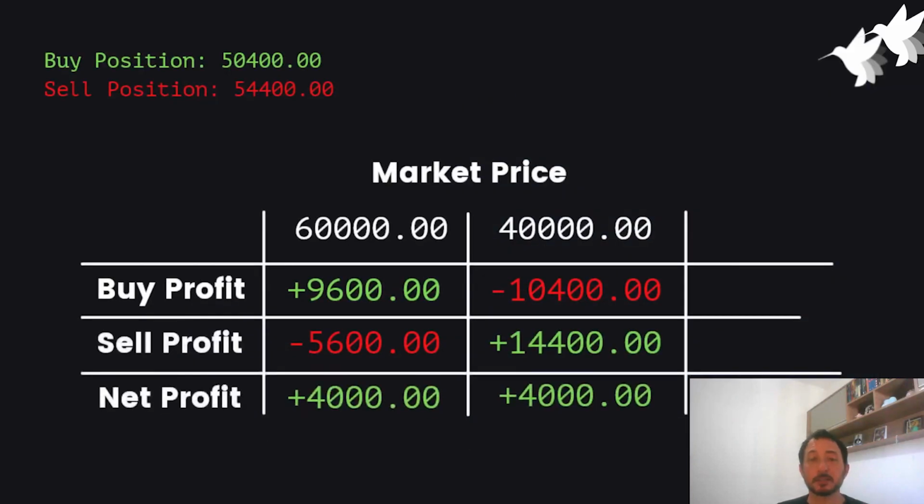So here is a quick example of the calculation behind this. Let's say the price goes up to 60K. My buy position, my spot position here, has a profit of 9.6K, but my sell position on the perpetual market went down and I lost 5.6K. If you add them, the result is 4K. If the price goes in the opposite direction and the Bitcoin price goes down to 40K, my spot position has a loss of minus 10.4K, but on the futures side, where I entered a short position, I have a profit of 14.4K. At the end, the net profit, no matter the direction of the market, is that I am always locking in 4K as a profit.